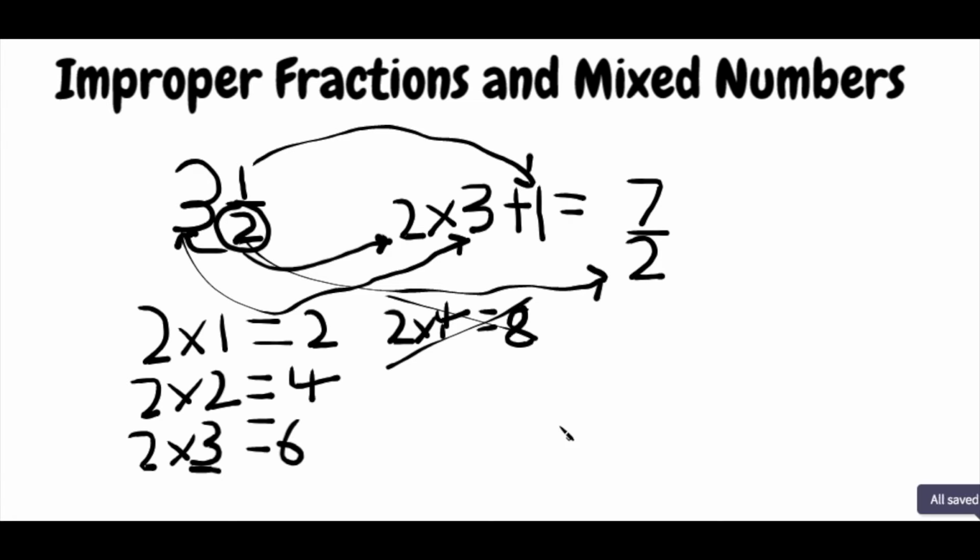Again, keep your 2 down here in the denominator, and we're going to multiply 2 by 3. At this point, we still don't know what this number is, but here's how we get it. 2 times 3 gives us 6. Then you go back to the numerator, which is your 7, and you do 7 minus 6, and that's going to give us 1.